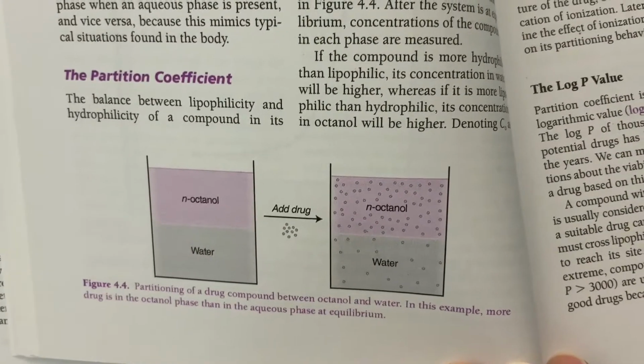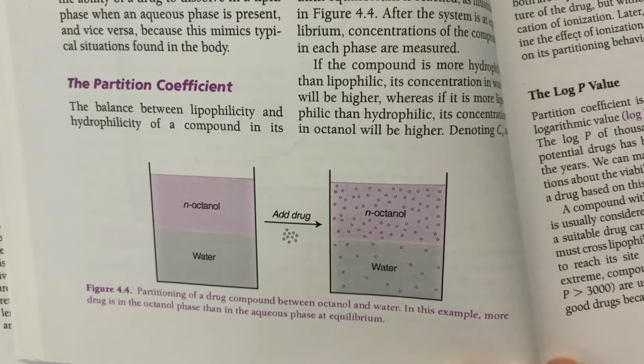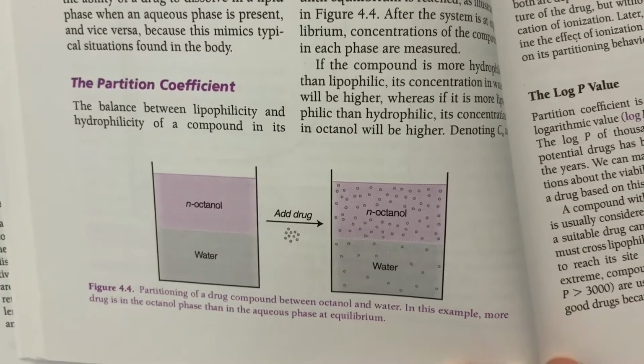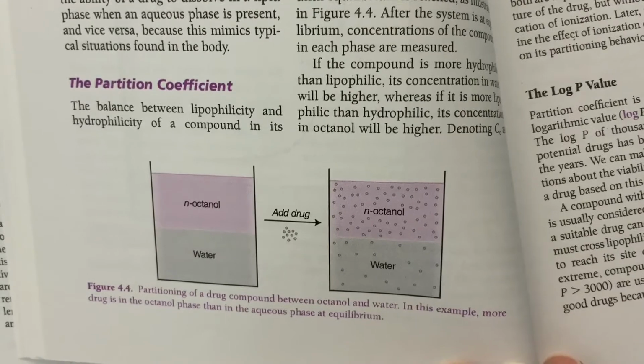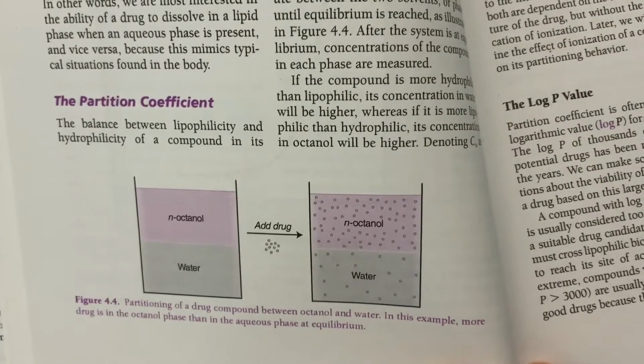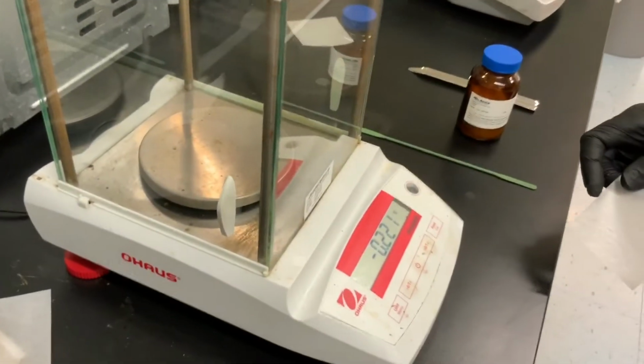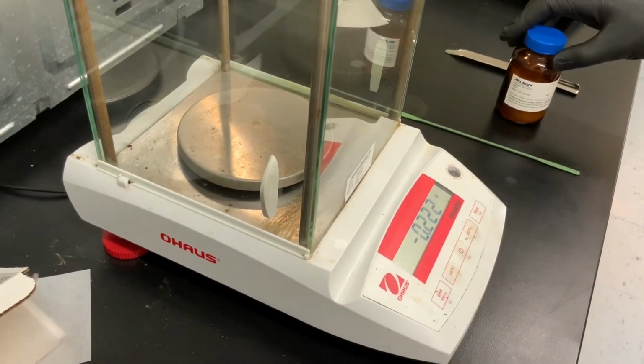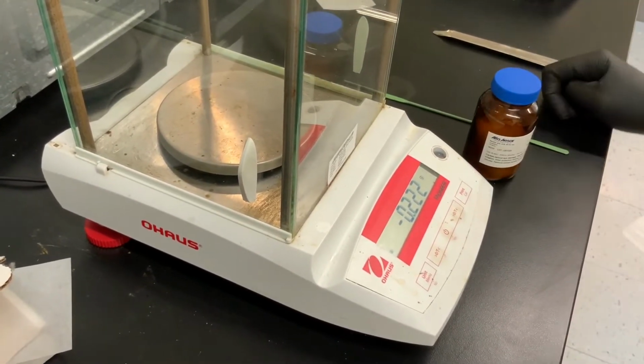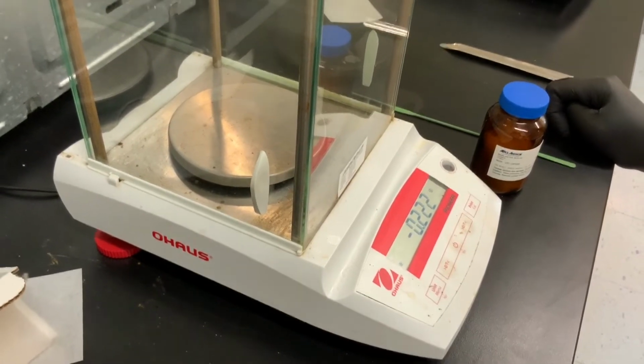And so this is a good, useful solvent in the sense that it somewhat mimics a fatty acid chain that would be part of the lipid bilayer. Okay, so we need to weigh out 50 milligrams for each, for the two parts of our experiment.